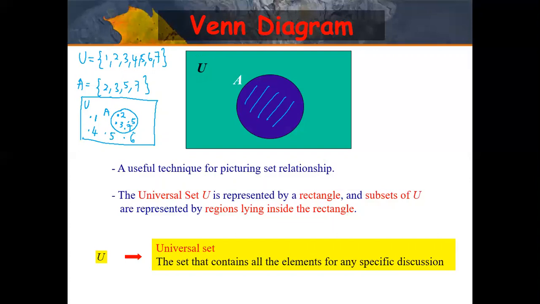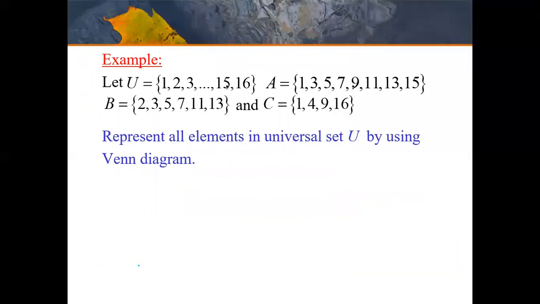So what is a universal set actually? It is the set that contains all the elements for any specific discussion. Let's see the example. Let the universal set be 1, 2, 3, 4, 5 until 16. Set A: 1, 3, 5, 7, 9, 11, 13, 15. Set B: 2, 3, 5, 7, 11, 13. Set C: 1, 4, 9, 16. The universal set has 16 elements.